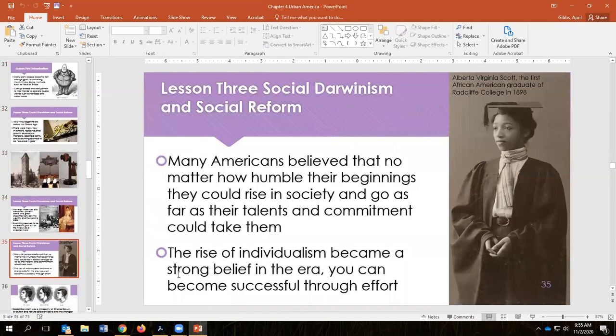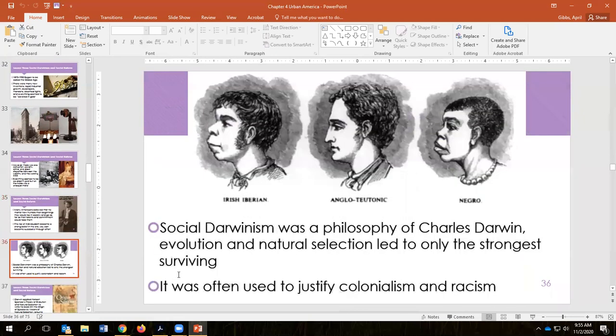Many Americans believed that no matter how humble their beginnings, they could rise in society and go as far as their talents and commitment could take them. The rise of individualism became a strong belief in the era. You can become successful through effort.